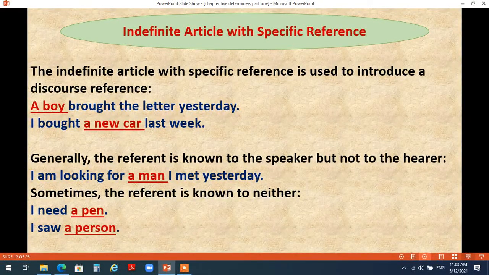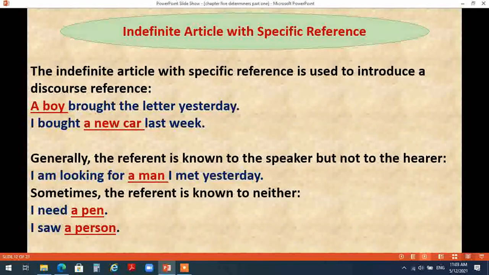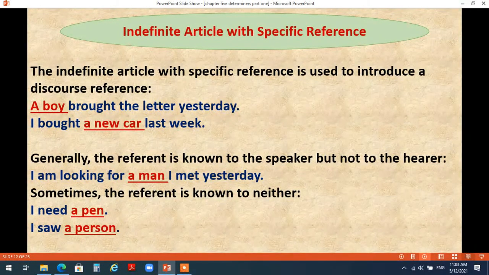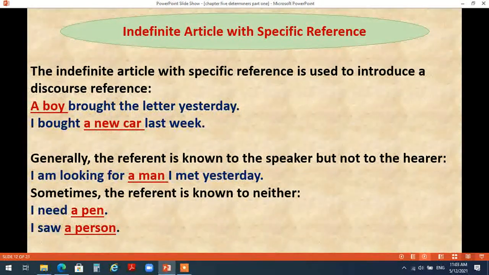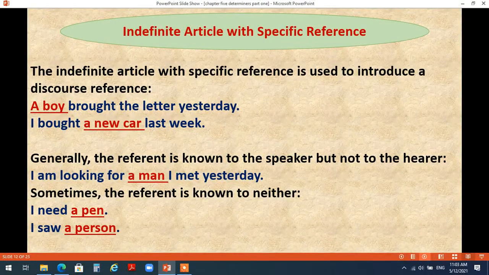I saw a person. أيضا هنا the referent is known to neither. يعني لا أنا أعرف هذا البرسون ولا حتى السامع يعرف this person, so the referent is known to neither. فبهالحالة استخدمنا the indefinite article a في هذا السياق.